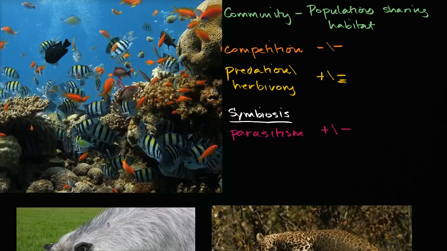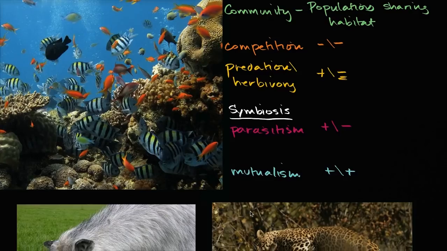Now, you have another situation where it is benefiting both sides, and that is called mutualism. So mutualism is where both sides benefit. And oftentimes when people talk about symbiosis, they're really talking about mutualism, which is a specific type of symbiosis where both species, both organisms, benefit.